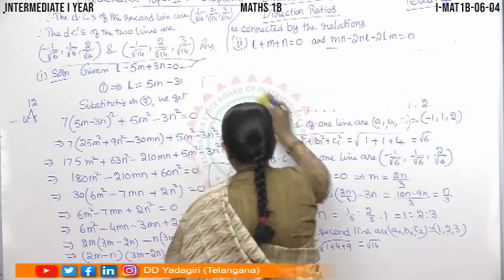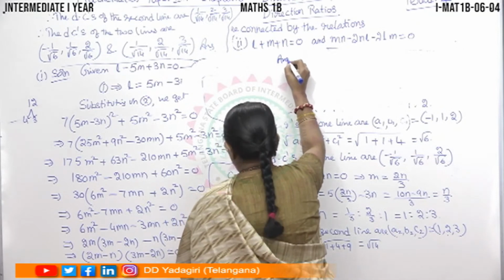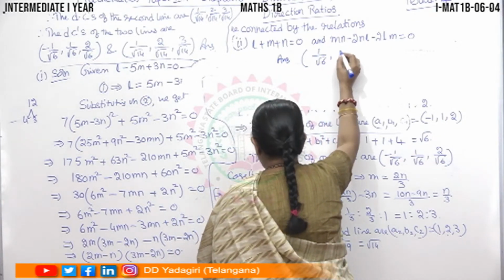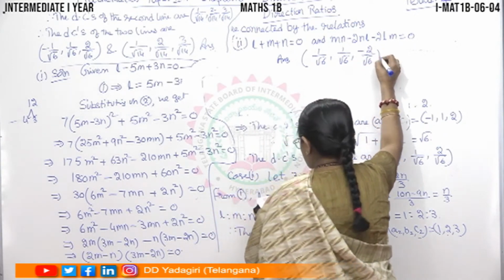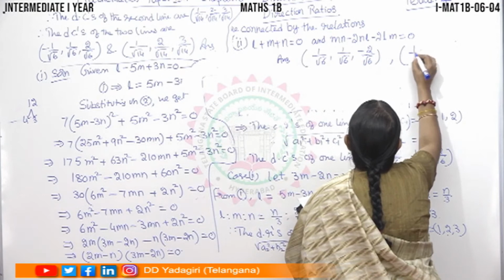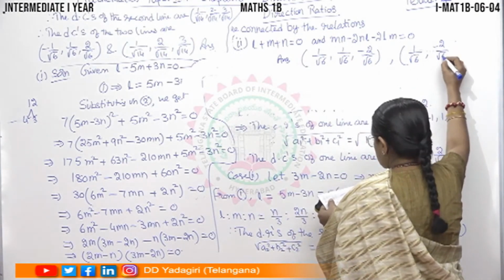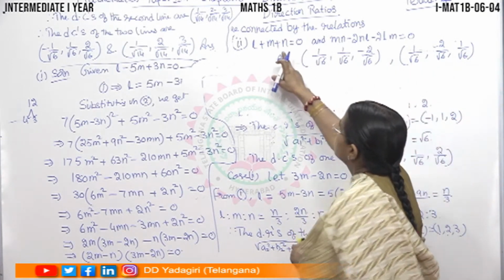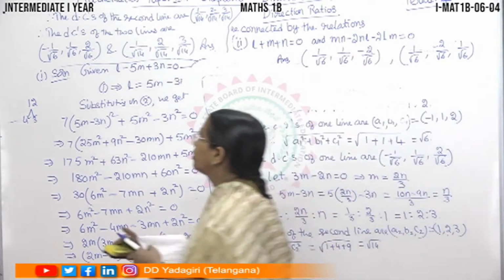So finally, I'll just give the answers. The answers for this problem are, the direction cosines are 1 by root 6, and then minus 2 by root 6. And another line's direction cosines are 1 by root 6, minus 2 by root 6, and then 1 by root 6. So these are the values for the second bit. You can try, you can take it as homework.